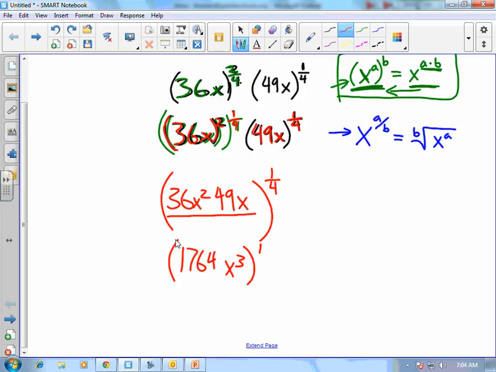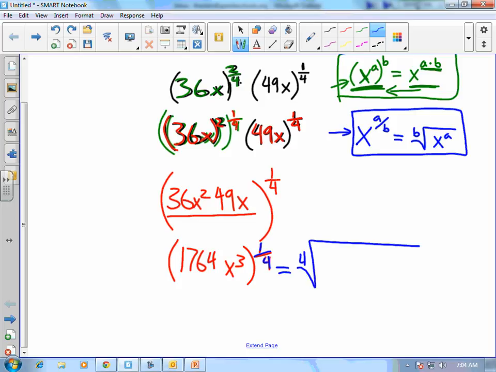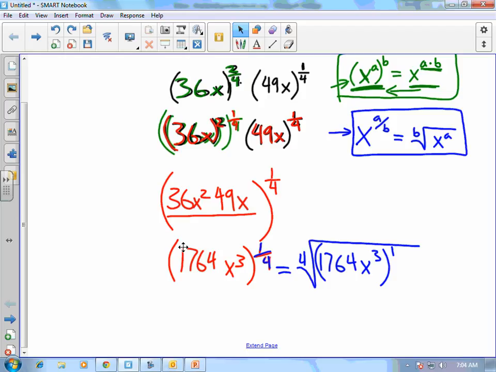So this is all to the 1/4 power. Now we're going to use this rule and change it into a radical. So we have a 1/4 power. That's going to be the 4th root of the stuff inside, 1764 times x cubed. And it's going to be to the 1st power. If you wanted to, you could write it down like that, but the 1st power of anything is just itself, so we're not going to waste our time doing that.